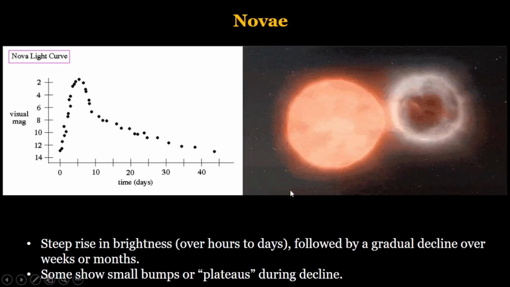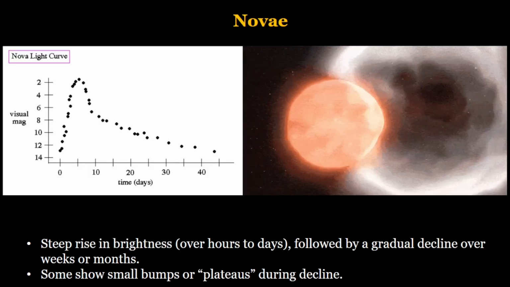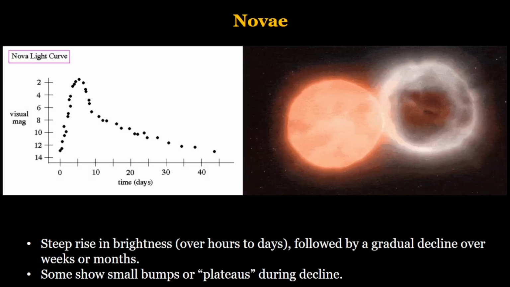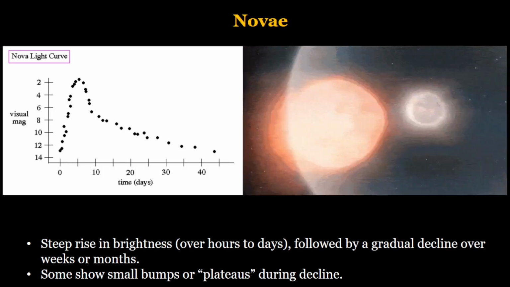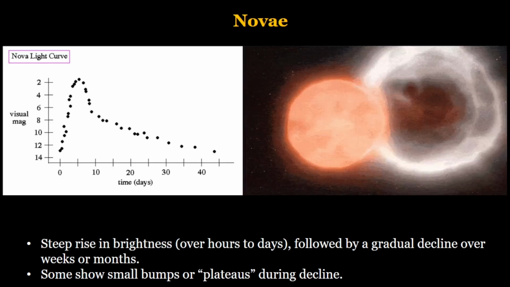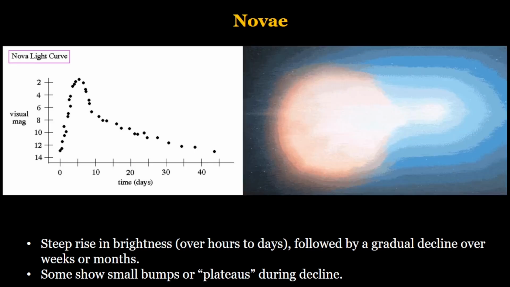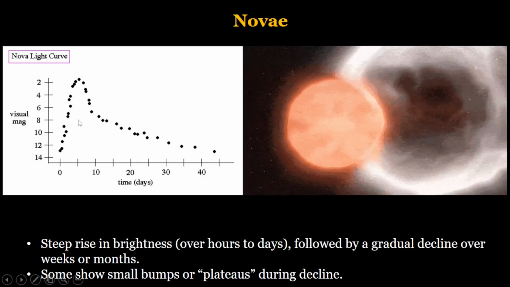So in their light curve, there's a steep rise in brightness over hours to days, followed by a gradual decline over weeks to months. But in that relaxation period, it shows some small bumps or plateau. Okay, and here's the light curve.